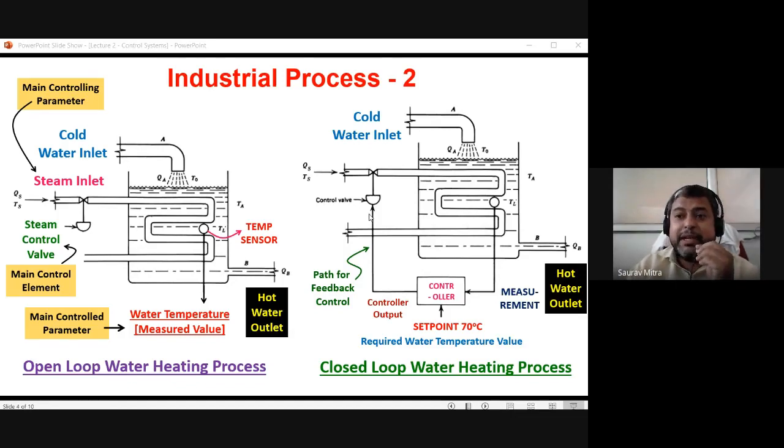Okay, the same example I can give with an AC. As soon as we enter a hot room, we turn the AC on and set it to 22 degrees centigrade. Currently the room temperature is 30. The room temperature keeps on falling because there is a sensor on the body of the AC itself. There is a temperature sensor. It is sensing the room temperature.